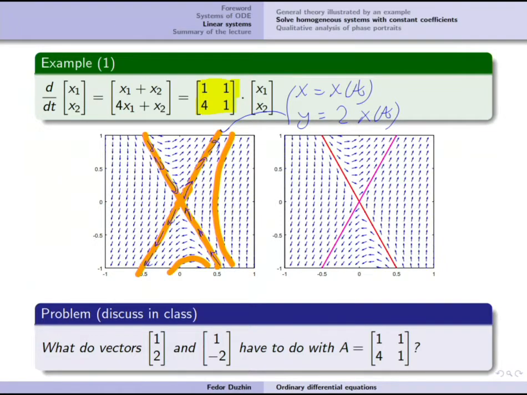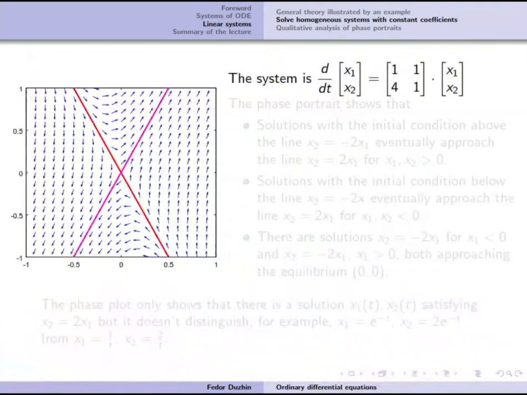But anyway, a little problem: what do these two vectors 1, 2 and 1, minus 2 have to do with the matrix? This is something that you should remember from your linear algebra 2 course. I suggest that you stop the lecture and try to think about it, but later I will explain what it is. All right. So let's recap.